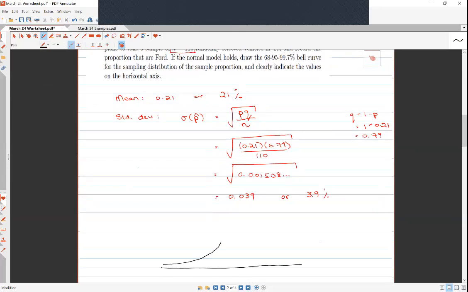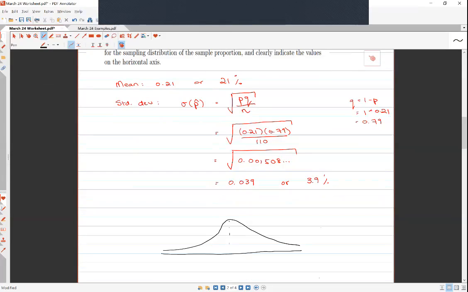So I'm drawing my bell curve. My bell curve is going to be centered at P, or at the mean value, the 21%. Then I'm going to go up by increments of 1 standard deviation. So I'm going to add 3.9%, add again 3.9% in one direction. In the other direction, I'm going to subtract 3.9%.